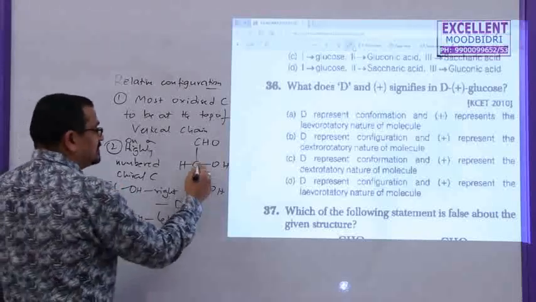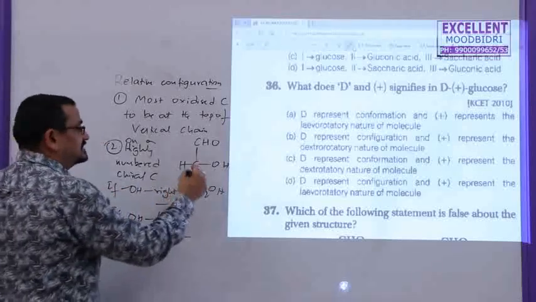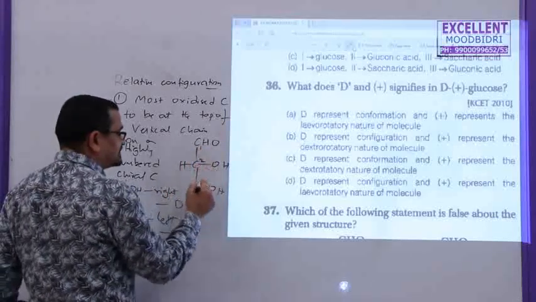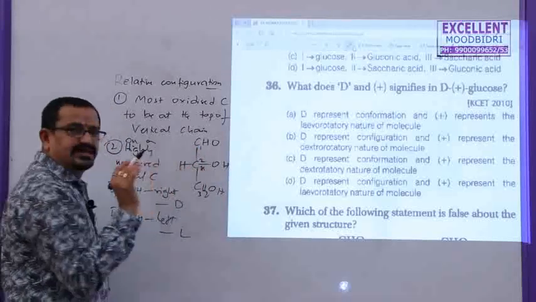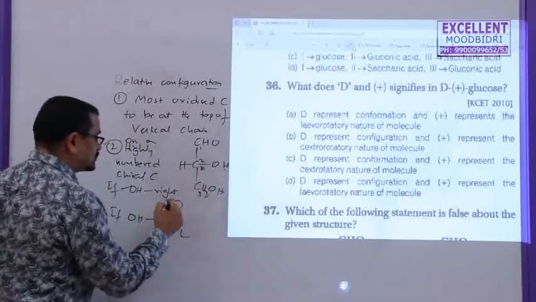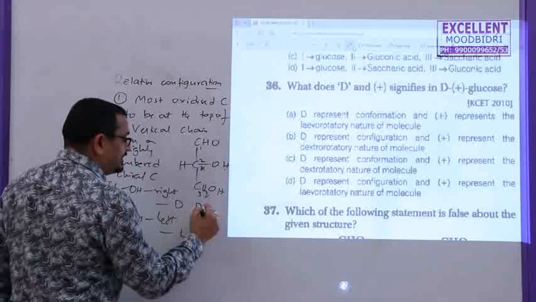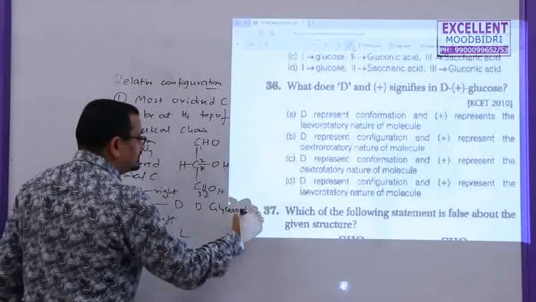And students are in confusion about when to give D and when to give L. See, this is the first carbon, this is the second, this is the third. And out of this, only one chiral carbon is there. No way, we can easily answer. And on this chiral carbon, OH is on the right side. So capital D. So it is called D-glyceraldehyde.